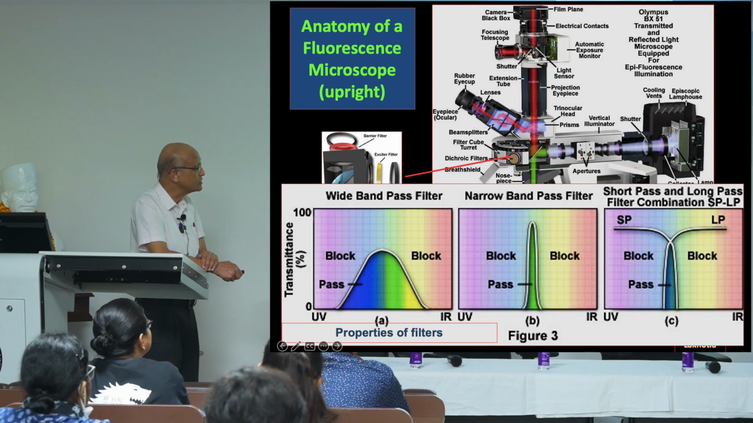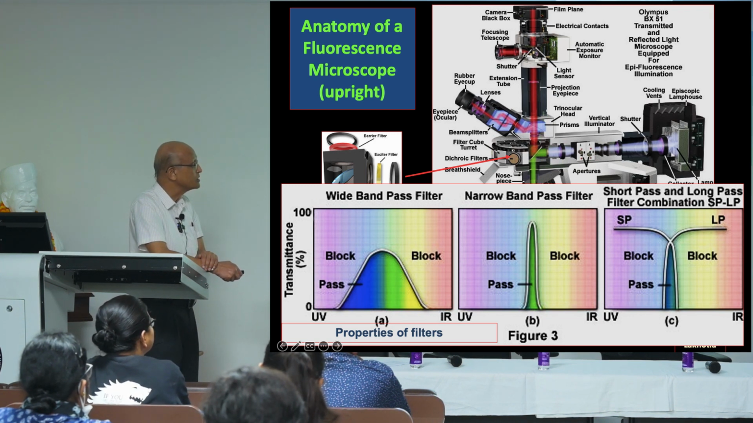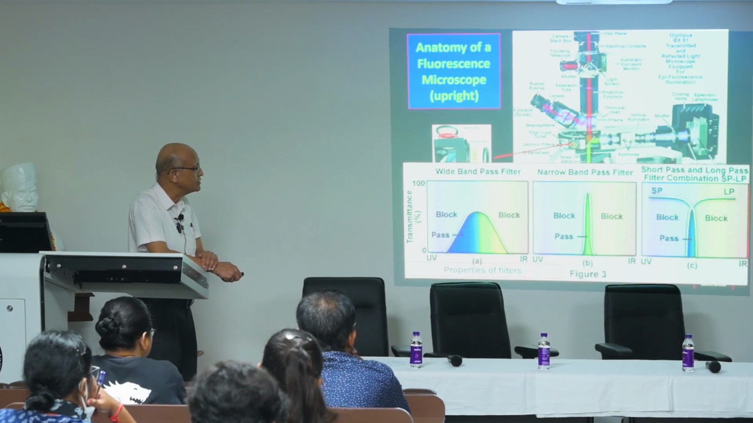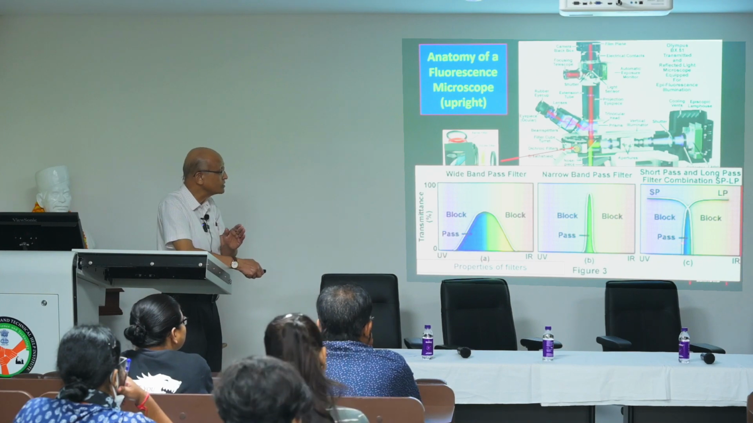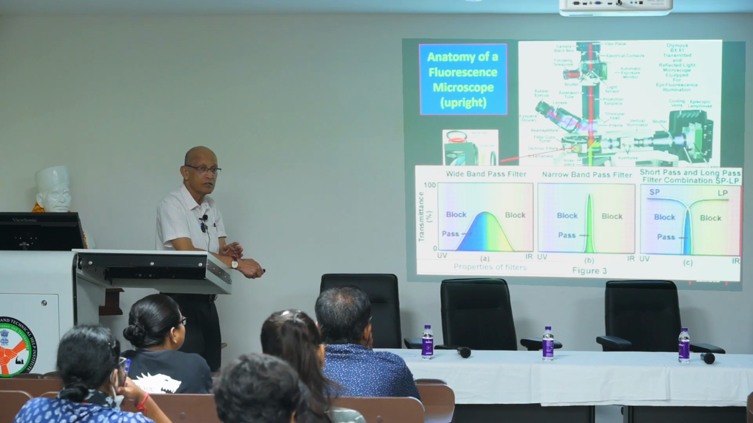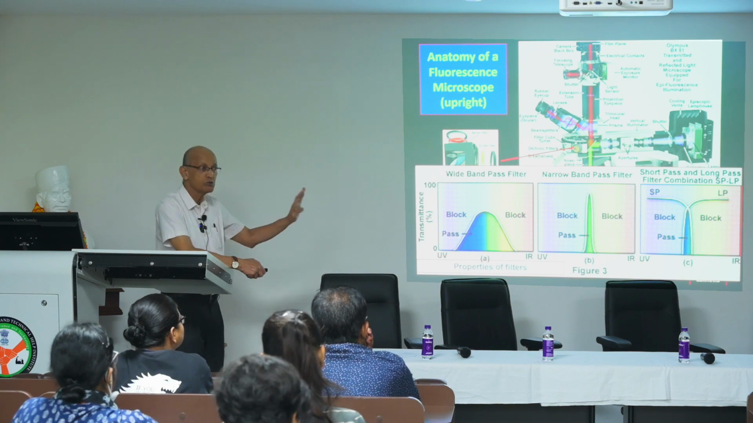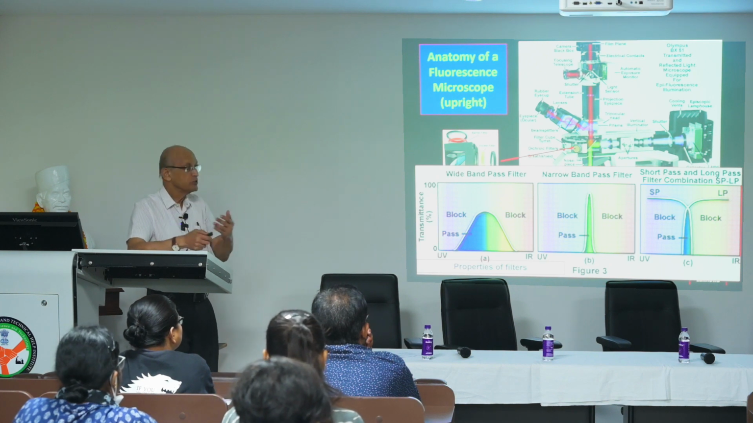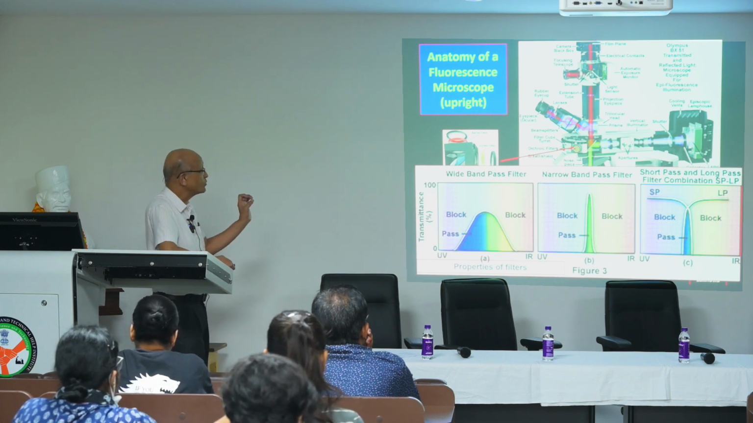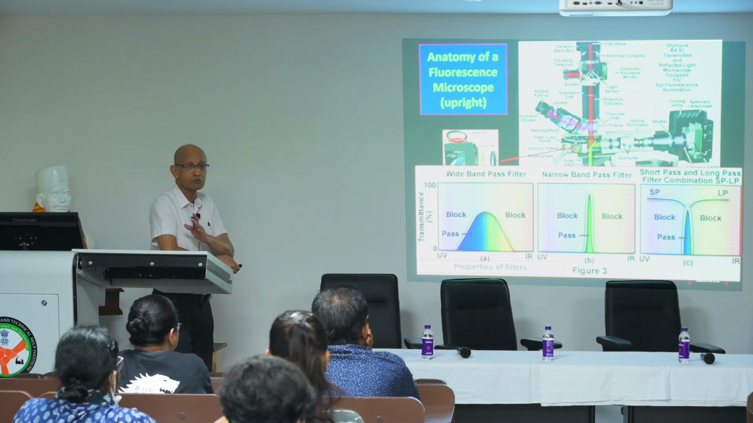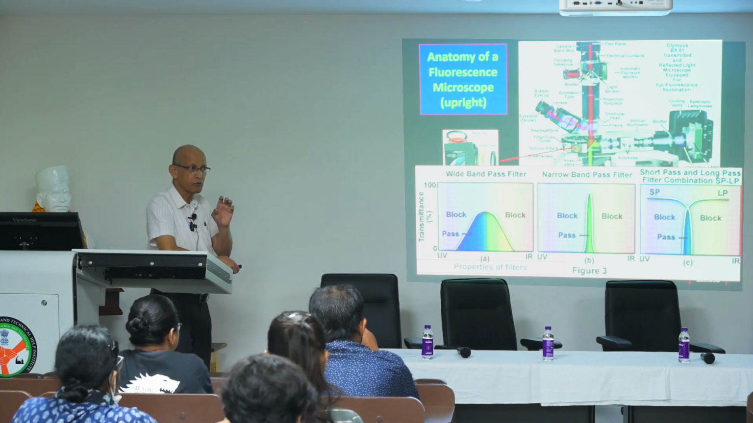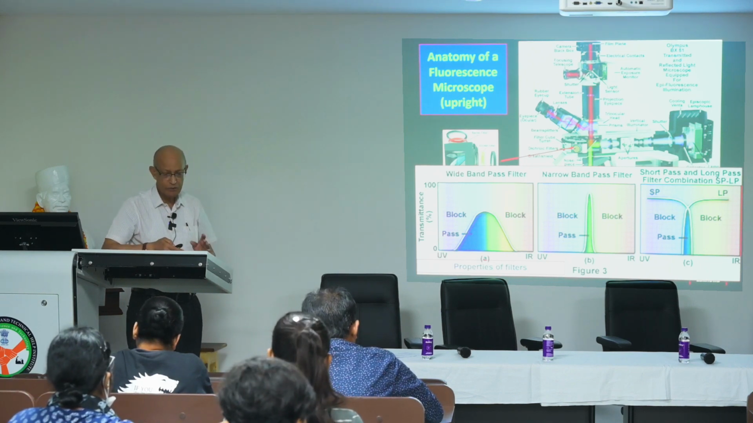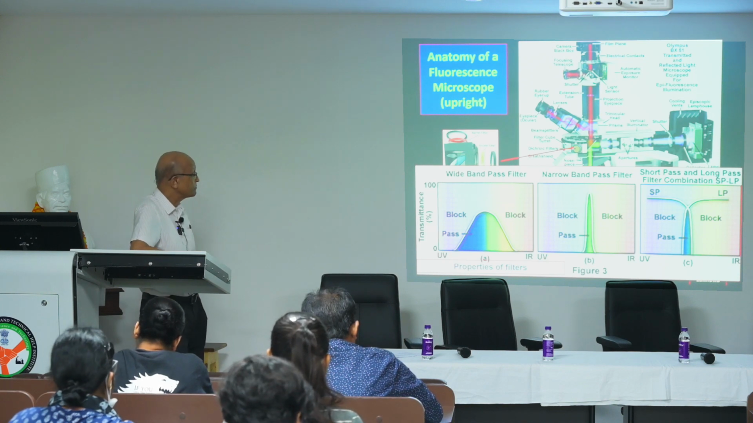But there are other filters which are called short pass or long pass. For example, this SP filter will allow any wavelength lower than this to pass through it. A long pass filter, on the other hand, will not allow any wavelength smaller than this, but will allow all longer ones. These are used in confocal microscopy, depending on which kind of fluorochrome we are using and what kind of imaging we want to take. So one can use these combinations of wide band pass, narrow band pass, short pass or long pass filters. The details are provided with each filter: what spectrum they will allow and how much they will allow at each point. That can be understood very clearly.